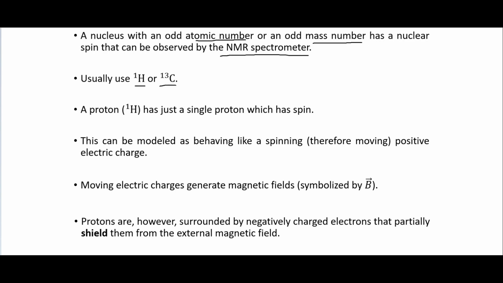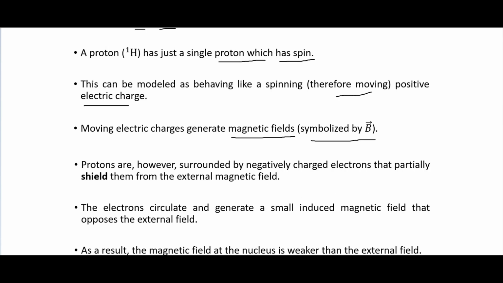I will make a video talking about carbon-13 NMR as well, but for now we are talking about mostly just proton NMR. A proton has just a single proton, obviously, which has spin, and this can be modeled as behaving like a spinning and therefore moving positive electric charge. So the moving electric charges generate magnetic fields, which we symbolize with the B letter here with a little arrow over it because it's a vector.